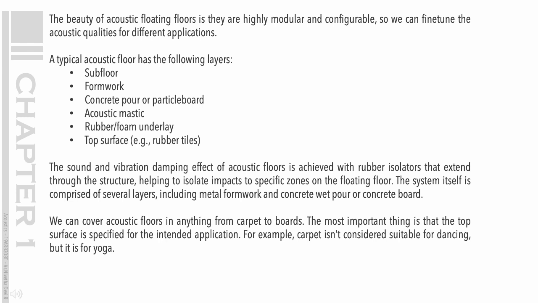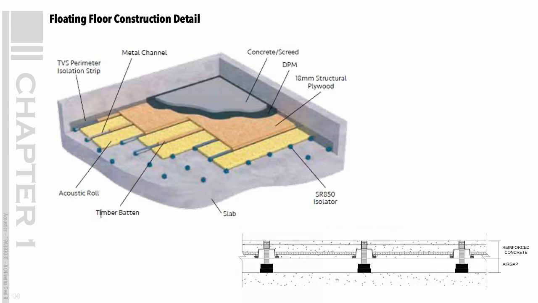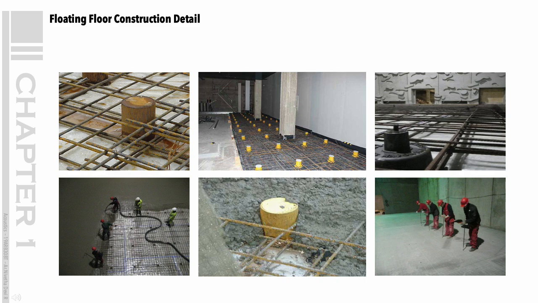The sound and vibration damping effect of acoustic floors is achieved with rubber isolators that extend through the structure, helping to isolate impacts to specific zones on the floating floor. The system itself is comprised of several layers, including metal formwork and concrete wet pour or concrete board. We can cover acoustic floors in anything from carpet to boards. The most important thing is that the top surface is specified for the intended application. For example, carpet isn't considered suitable for dancing, but it is for yoga. Floating floor construction detail.